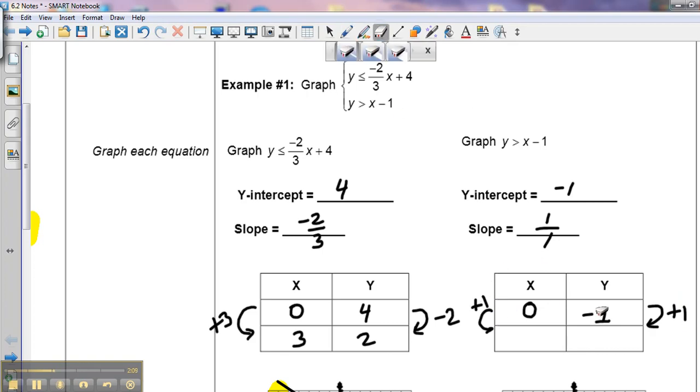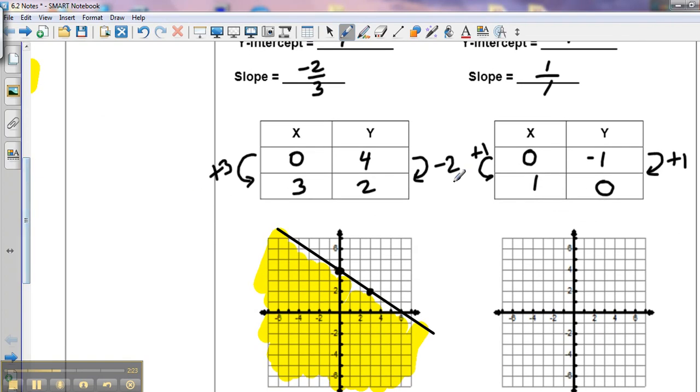I'm going to make this one a little bit clearer here, because it's kind of messy. So this is going to be a -1. So -1 plus 1 is 0, and 0 plus 1 is 1. So I'm going to plot these 2 points: (0, -1) and (1, 0).